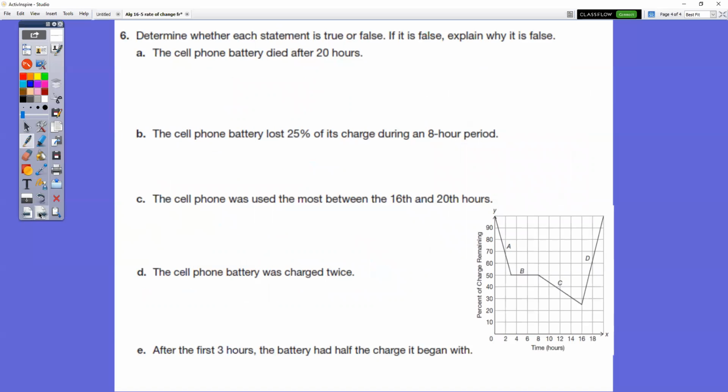The last slide, determine whether each statement is true or false. If it's false, explain why it's false. The cell phone battery died after 20 hours. False, all right. At the 20-hour mark, according to our graph, it was at 100% at 20 hours.